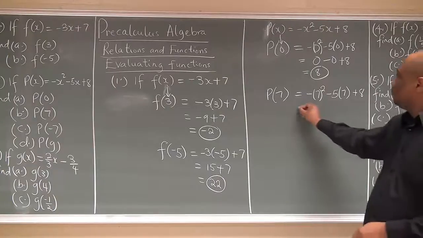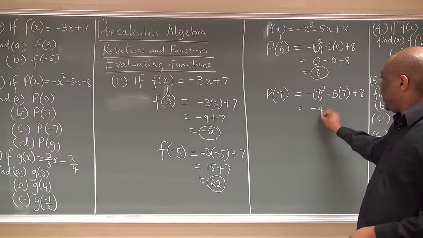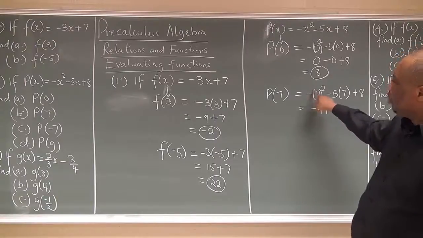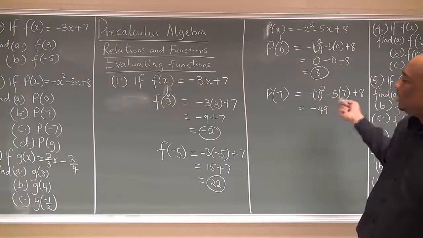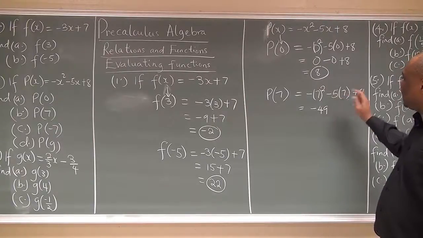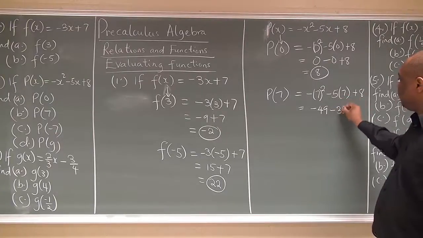Alright? So this will give you negative 49 because 7 squared is 49. Now remember, this means negative 1 times 7 squared. That is what it means. So negative 49 minus 5 times 7 is minus 35 plus 8.